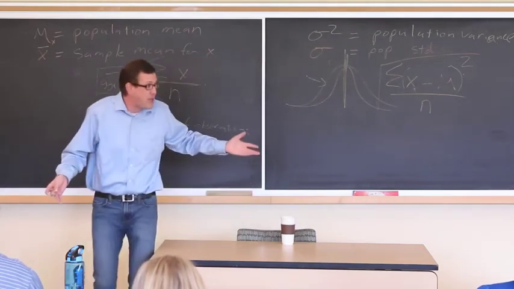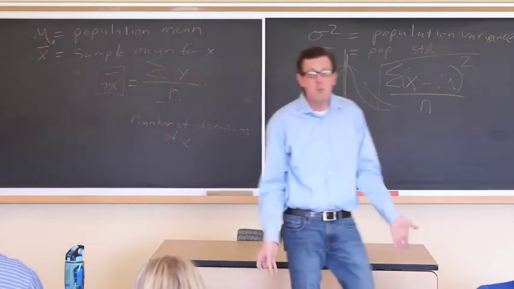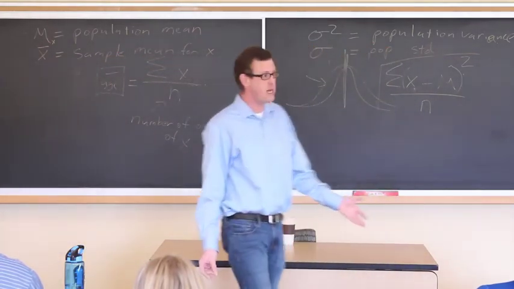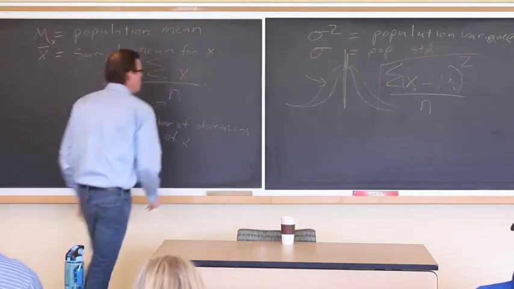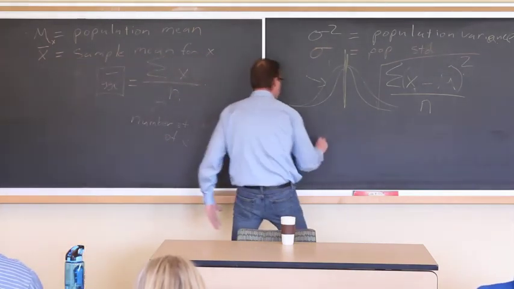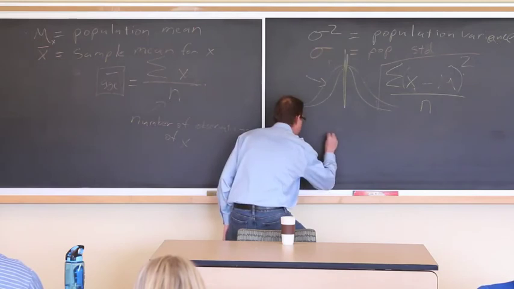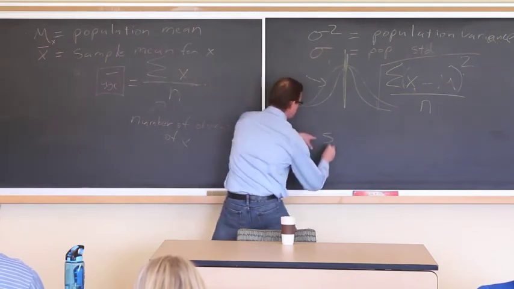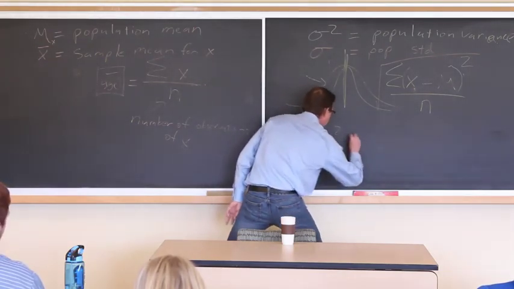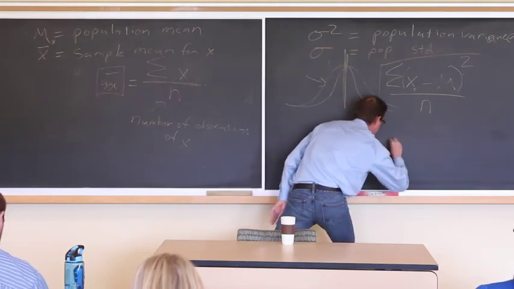But if we have the population, we don't need to take a sample, and we most often don't. So we need to get a sample variance and a sample standard deviation. So for sample, we use S. S squared is going to equal the sample variance.